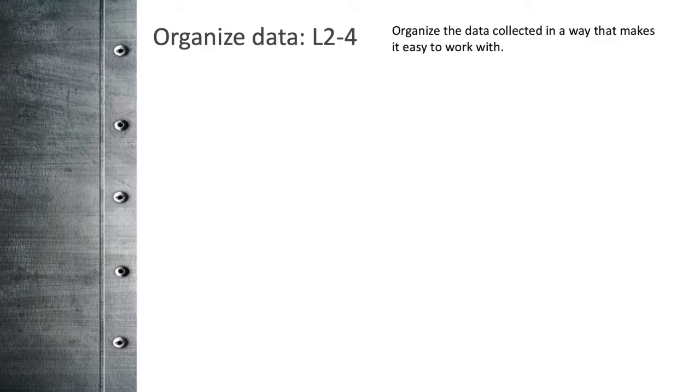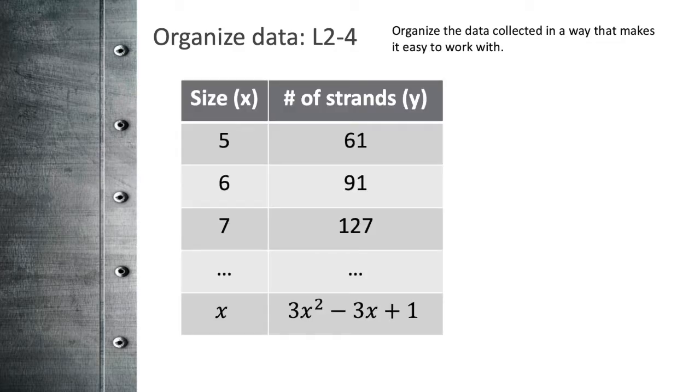Next, we need to organize this data in a way that makes it easy to work with. So here I have made a table of what we have just come up with, the size 5, 6, 7. Those are the 3 shapes that we already know and their corresponding number of strands. At the bottom here is the rule that we will soon find out how I got. This is just to show you, and we're going to explain it right now.